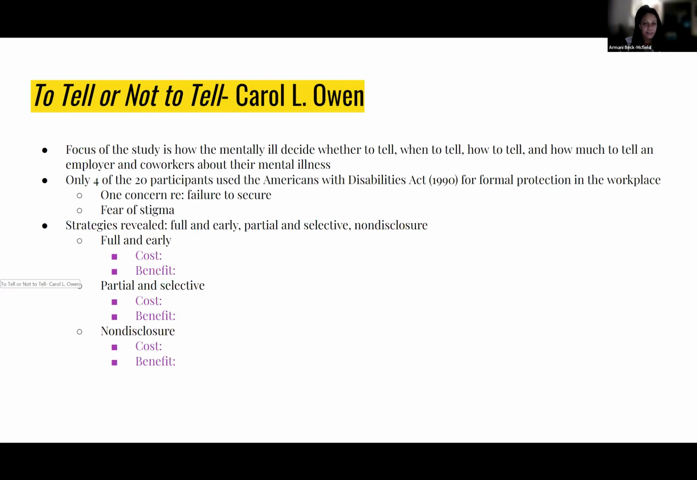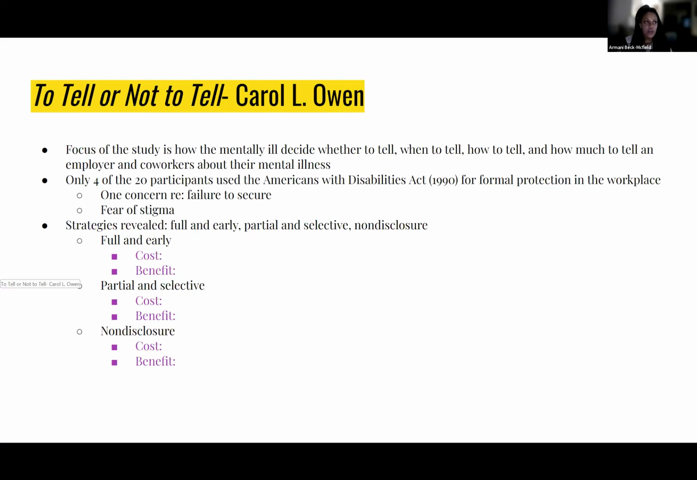So if we think of full and early, so basically day 1, look, I'm borderline, this is how I act sometimes, that'd be full and early. On day 1, maybe even in the interview, you tell them, probably not, but maybe. So what's the cost of telling everybody at your job fully and early on that you have a mental illness? What's the benefit?